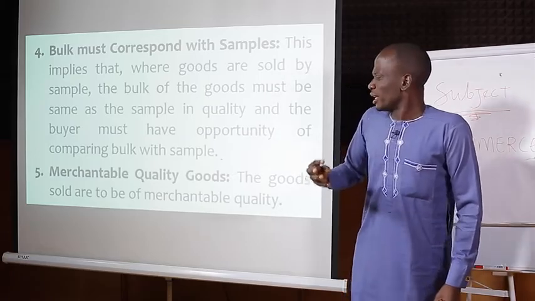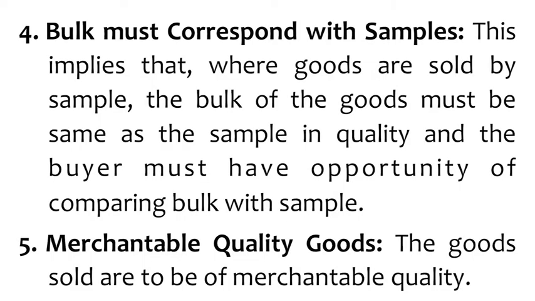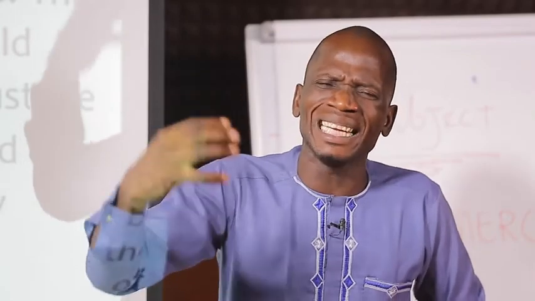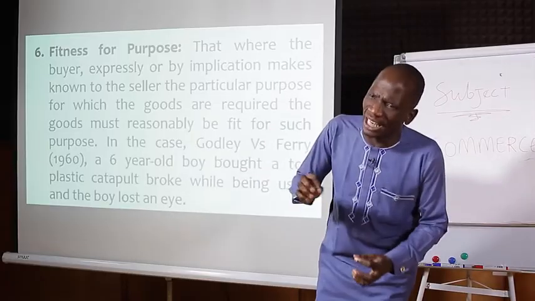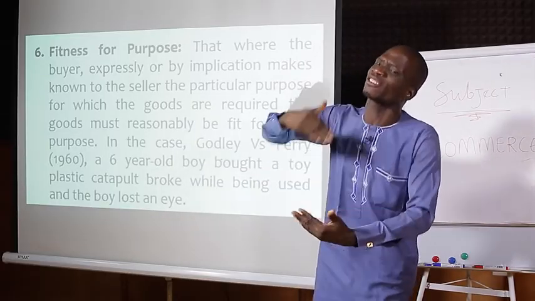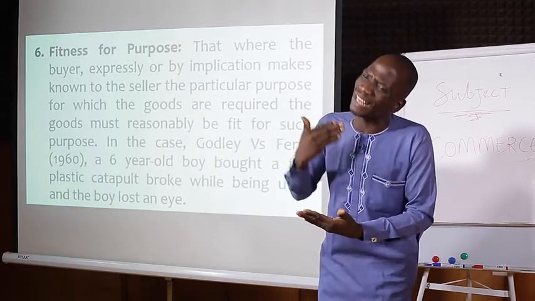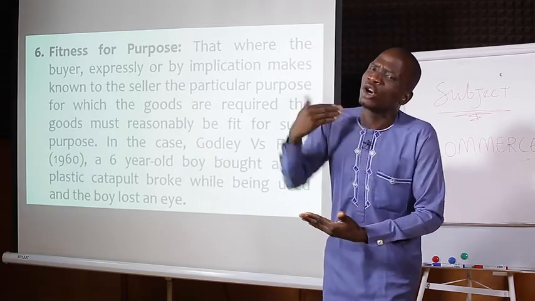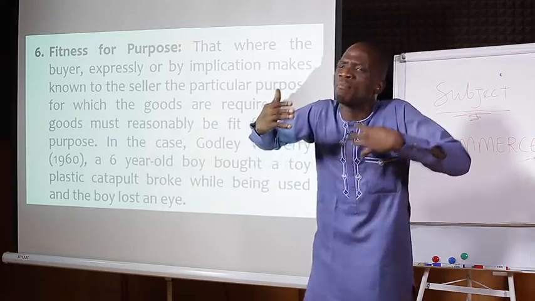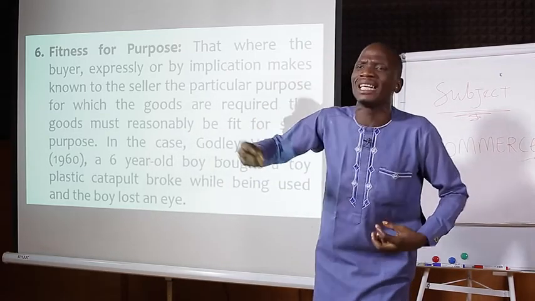The fifth one is merchantable quality goods. The goods sold are to be of merchantable quality. What we are saying here is that goods that the seller intends to sell to the buyer must be of high quality. Whenever a seller is selling substandard goods, there is a breach of the contract of sale, and the buyer has a right to sue the seller.